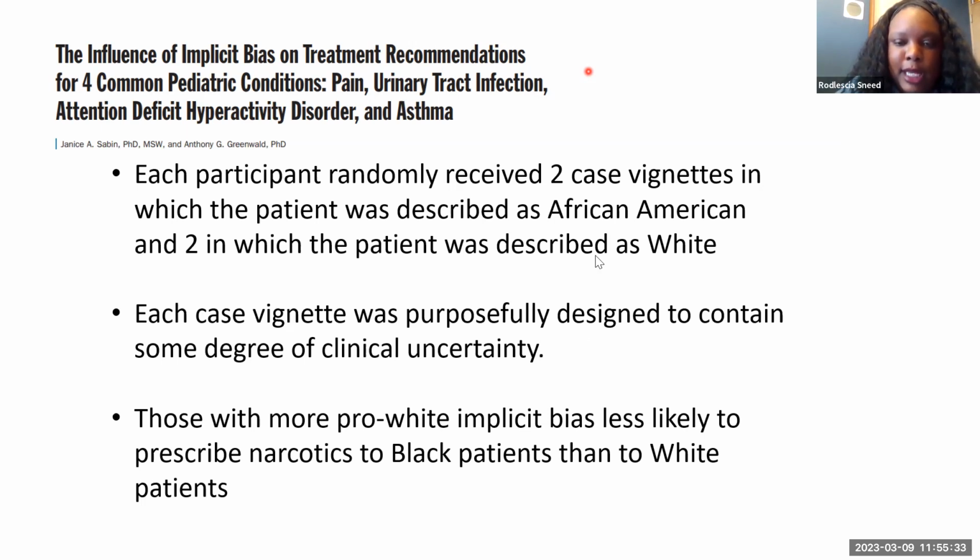And what they found is that the pediatricians who had more pro-white implicit bias were much less likely to prescribe narcotics to Black patients than to white patients. And again, we're talking about children. So having these biases related to race happen even when we're talking about little kids. I thought this was a really interesting study as well, that just highlights how durable these biases really can be.